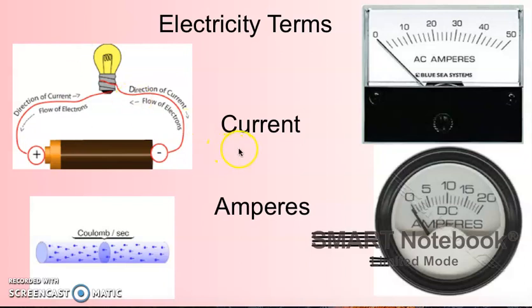Let's start with current. Electric current is the net movement of electric charges in a single direction. And electric current is measured in amps or amperes. And an ampere is 1 coulomb per second. So you have all these charges flowing in a certain direction, and the amp is how many charges flow past a certain point in any given second, because you may remember that a coulomb was how many charges flow past any given point.